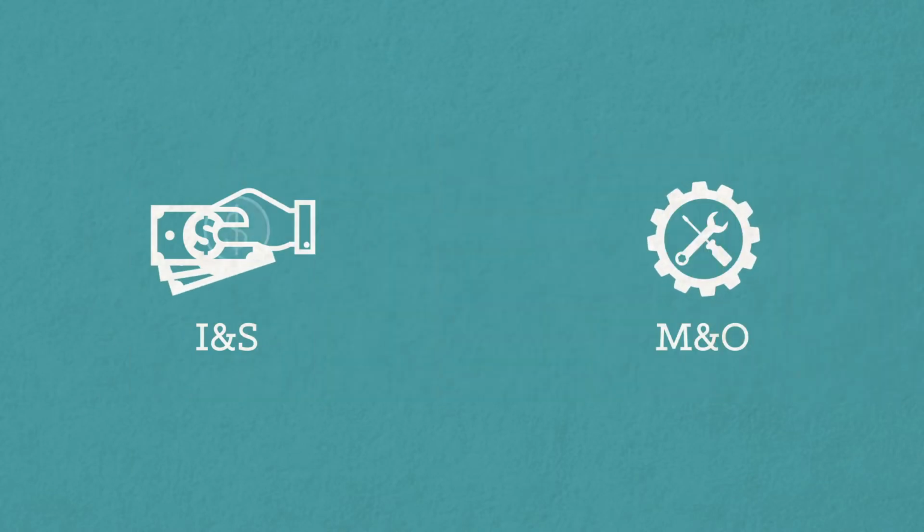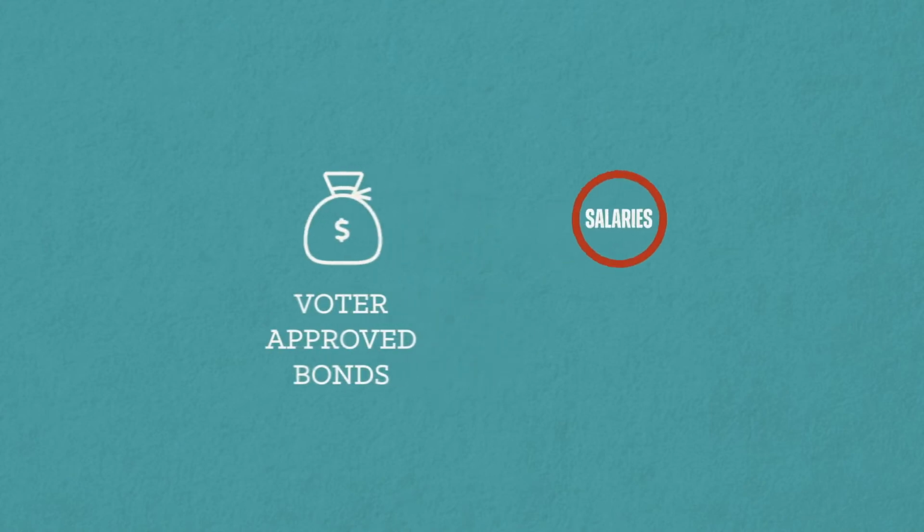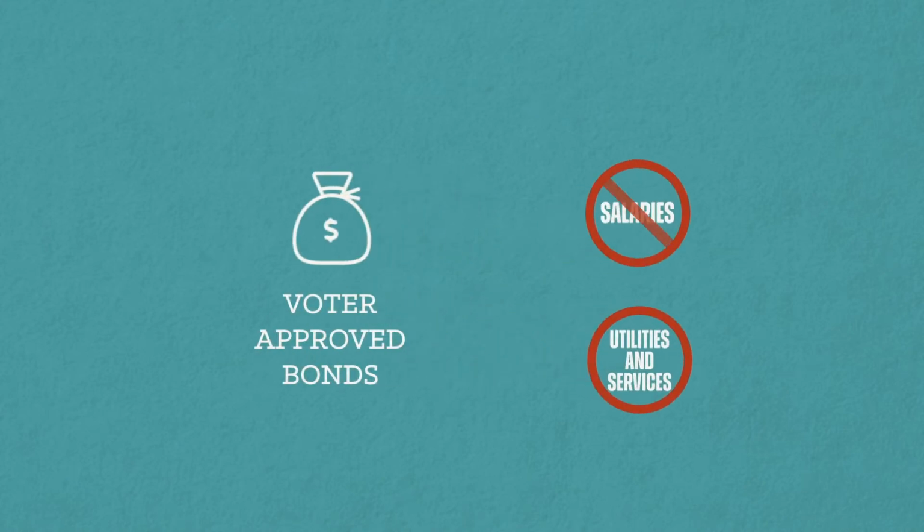By law, I&S funds cannot be used for the operating budget, which means voter-approved bonds cannot be used to increase salaries or to pay rising costs of utilities or services.